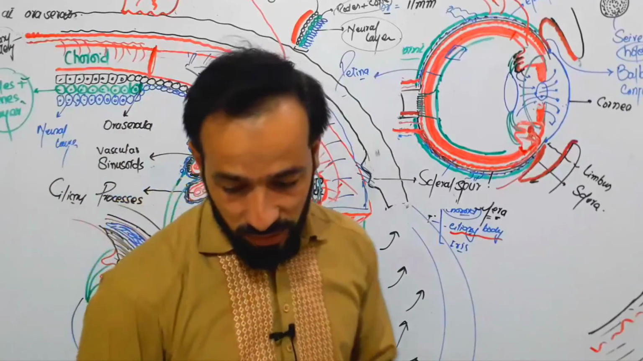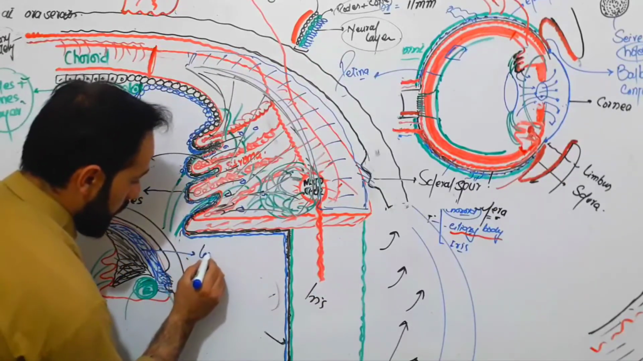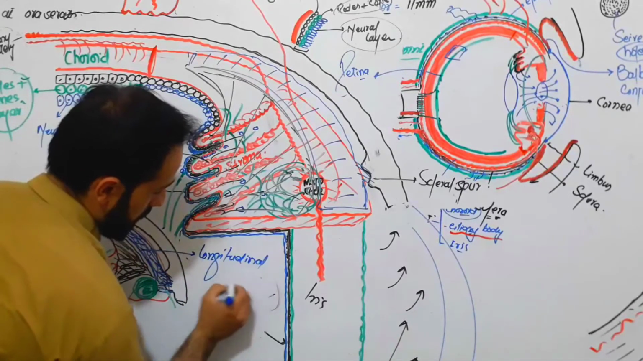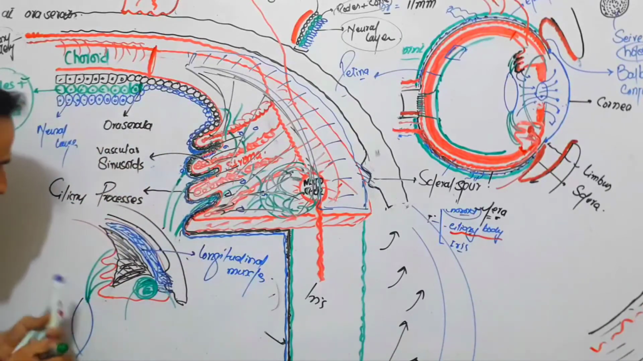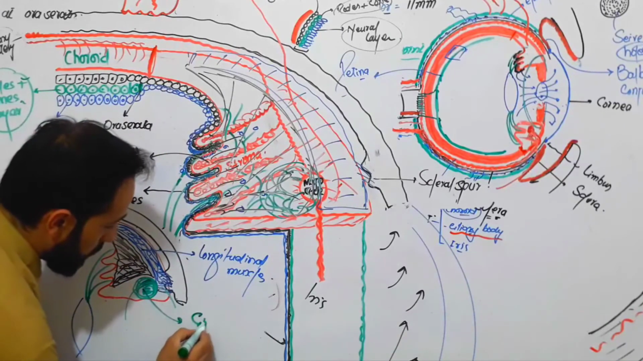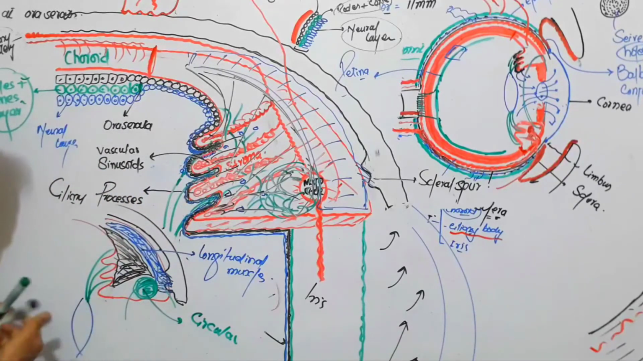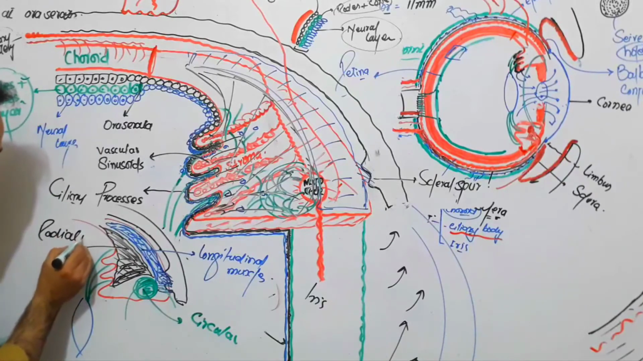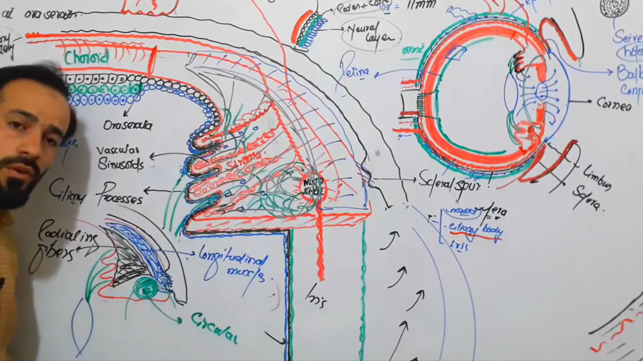So what are these muscles? The outer ones are the longitudinal muscles, right? Then we have this layer, the circular layer, right? And these are the radiating fibers. Done. My dear friends, what is the function of all these muscles?